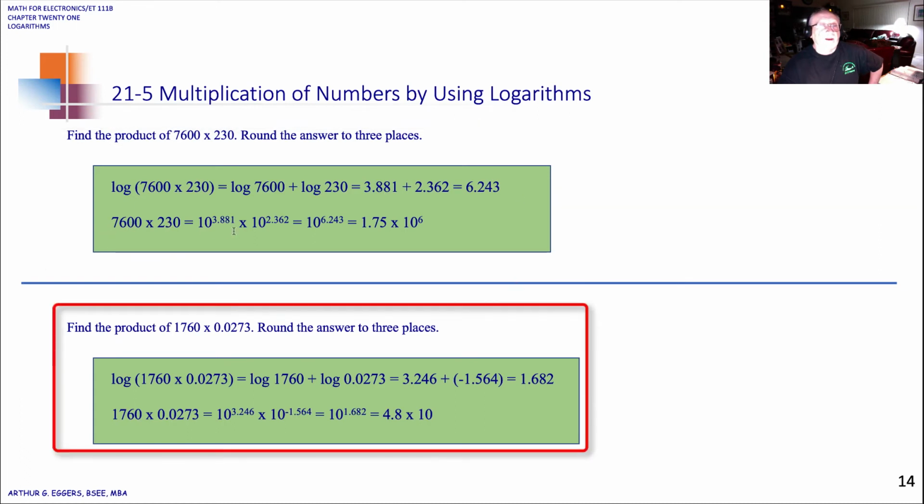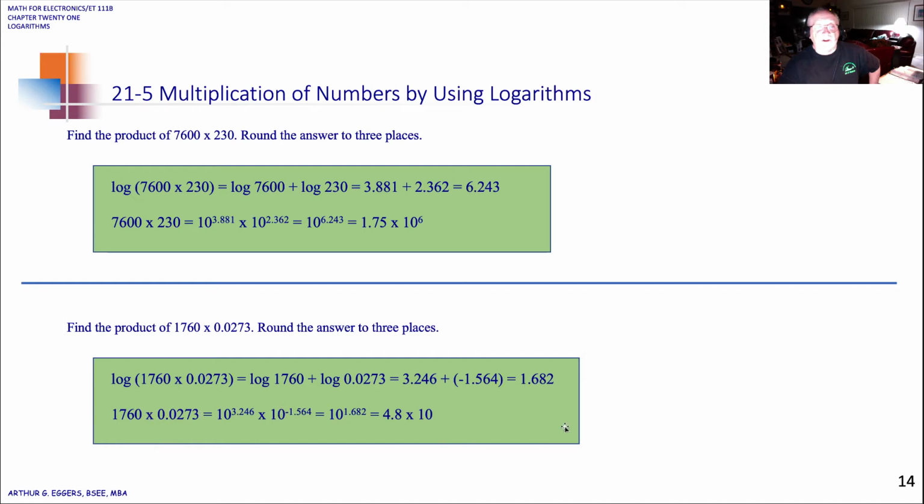Again, it goes back here to prove the values exponentially. Same thing: we have a product of 1760 with a fractional value, 0.0273. Again, we divide the two values up, log A, log B. We end up with our values for the logs of A and B becoming 3.246 added to a minus 1.564, which gives us 1.682. So again, the demonstration below uses the exponential forms.